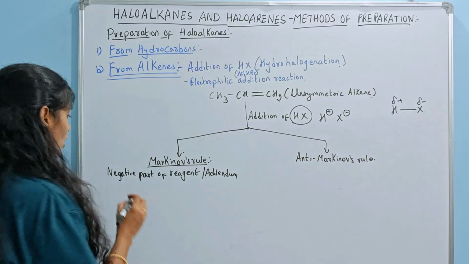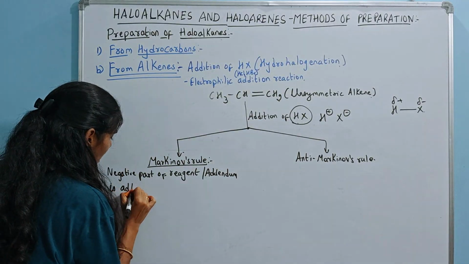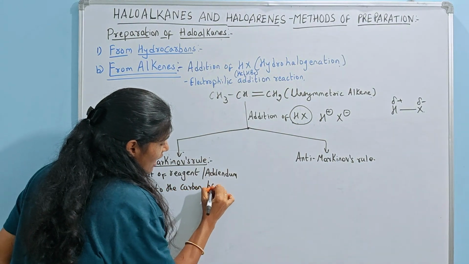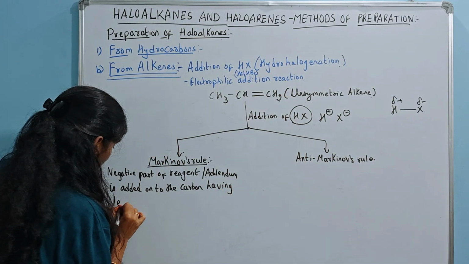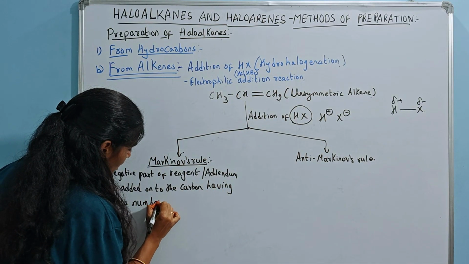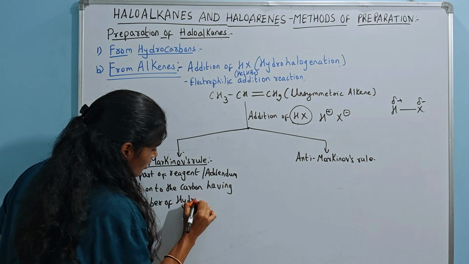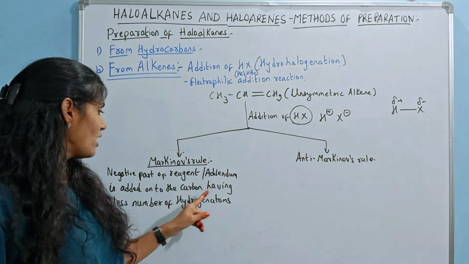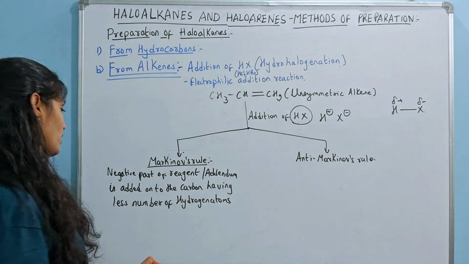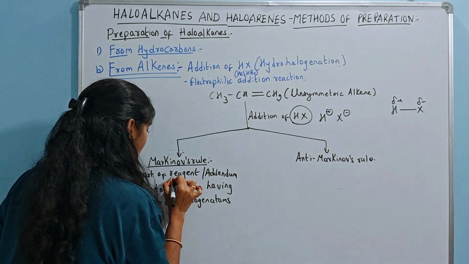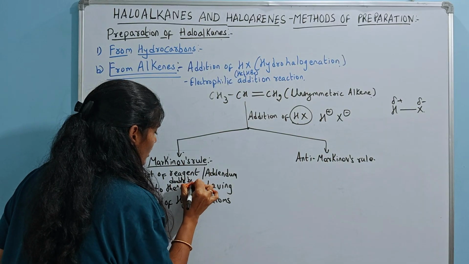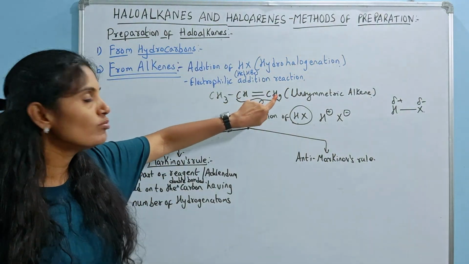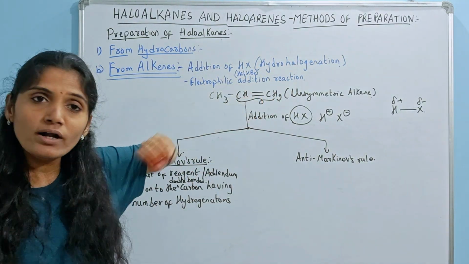Negative part of reagent is added onto the carbon having less number of hydrogen atoms. Clear? Negative part of reagent is added to the double bonded carbon. Because we are only worried about the double bonded carbon, because my addition takes place only at the double bond. So I am worried only about the double bonded carbons.